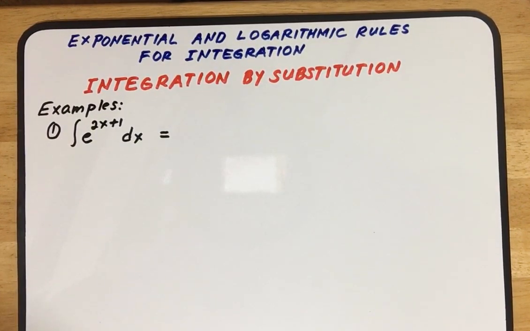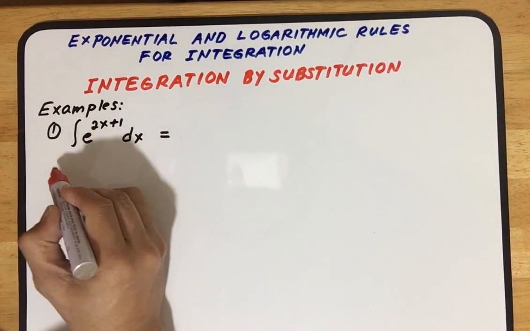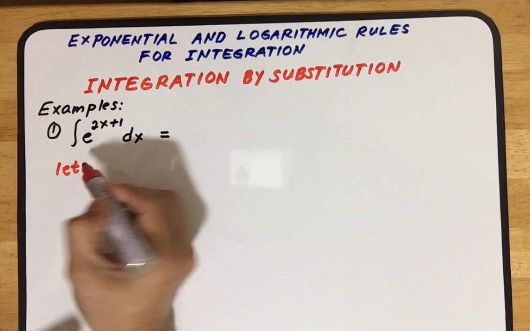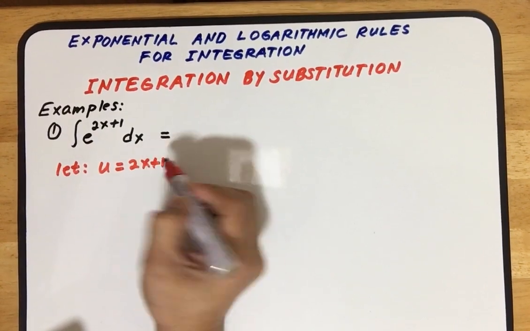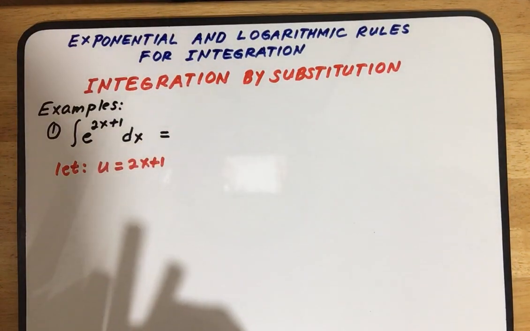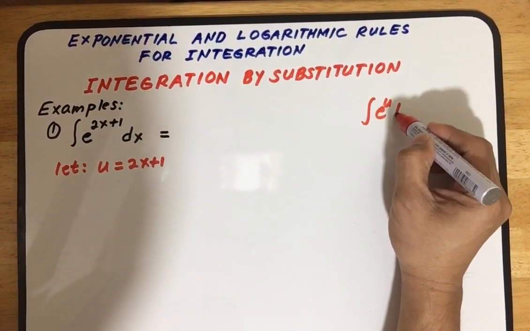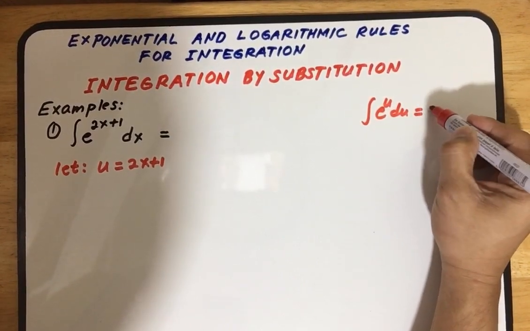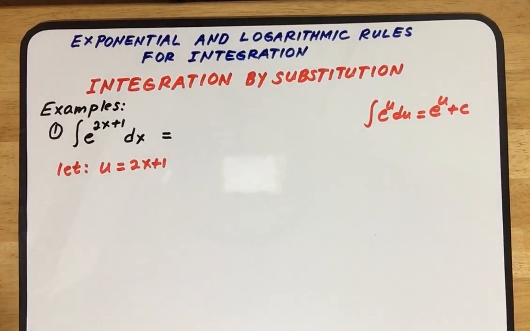Since this is substitution class, we can use the substitution technique. So from here, we can let u be equal to 2x plus 1, so that we can use the formula: the integral of e to the u times du is equal to e to the u plus c. Okay, so we have to make use of that rule for integration of exponential functions.